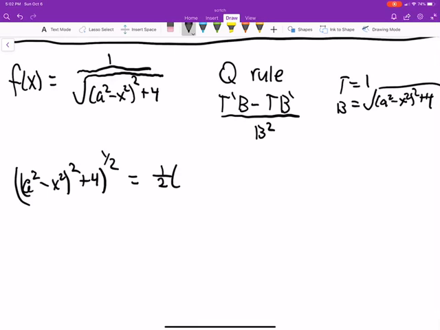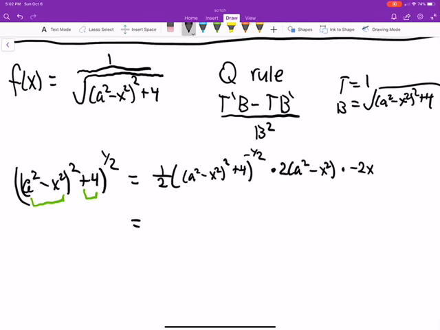So we have 1/2, we bring the power down. We keep the inside. We drop this a power. And then we have to multiply by the derivative of the inside. Well, that means we have to take the derivative of this and the derivative of this, but that's a constant, so that's 0. The other one will require another chain rule. So that's 2 times a squared minus x squared to the first power times negative 2x, because that's the derivative of the inside.